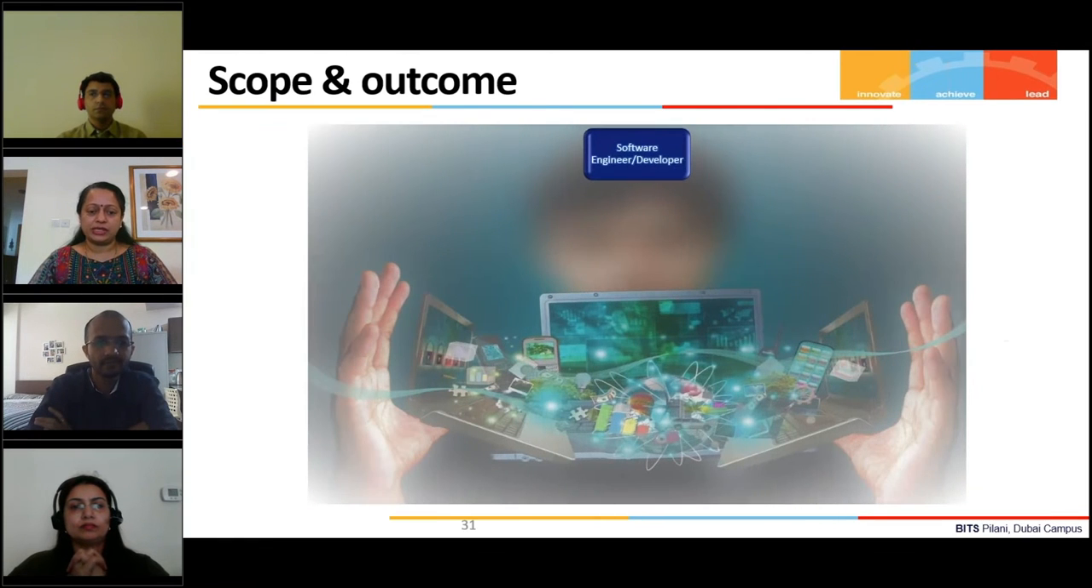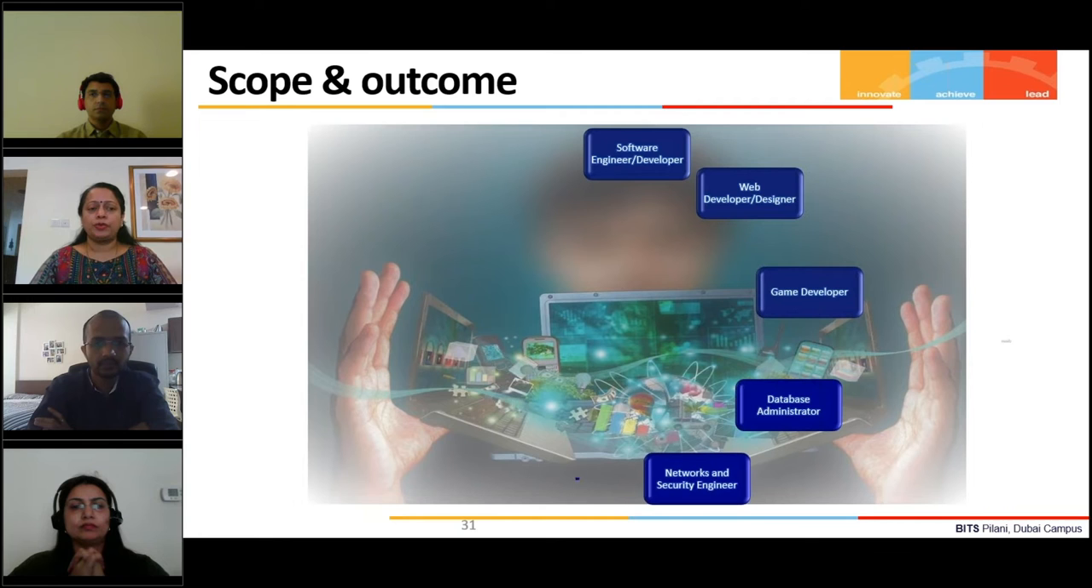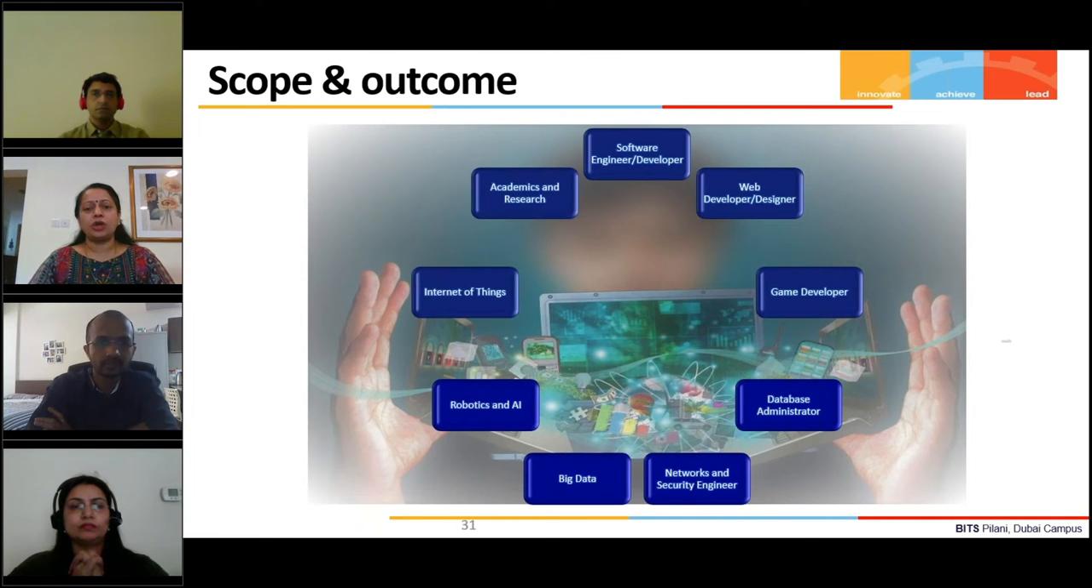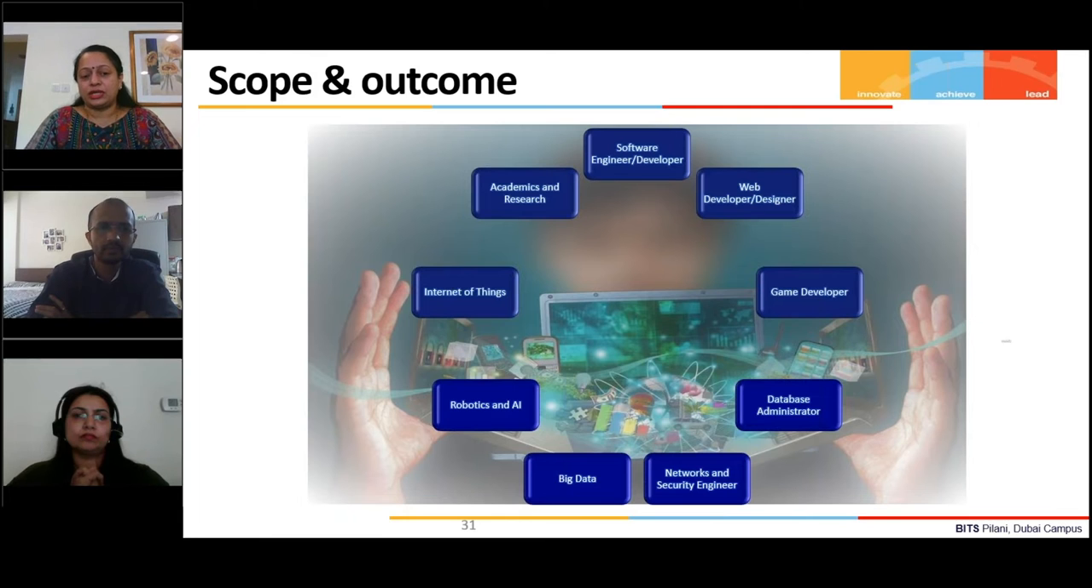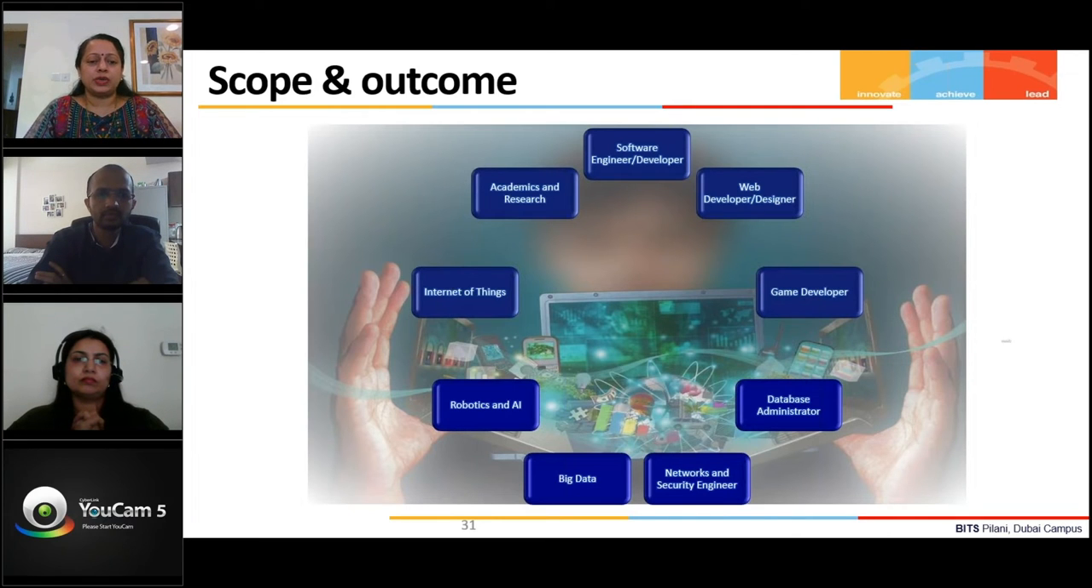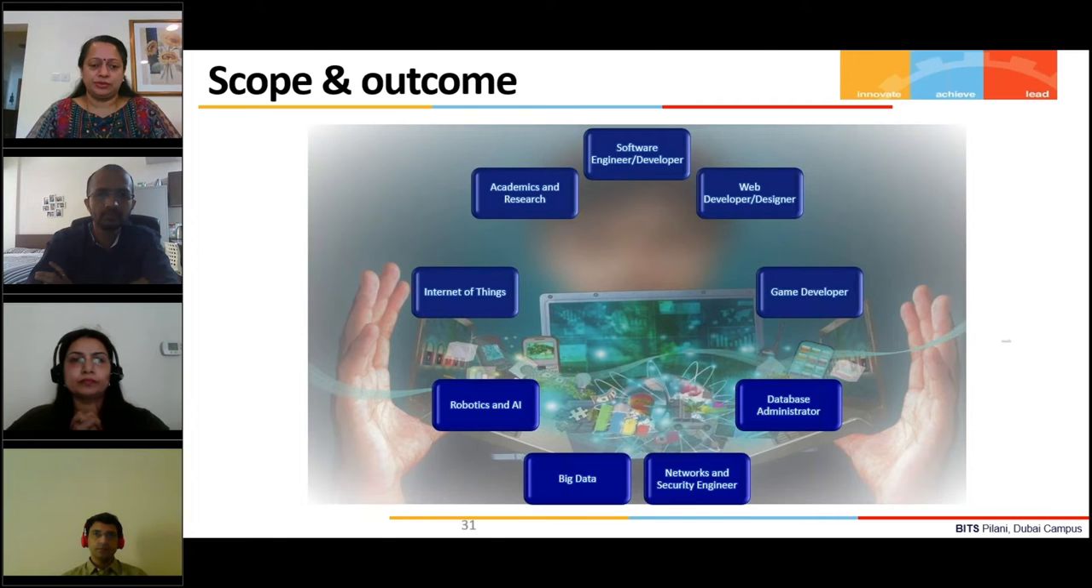So these are some of the events that we have had. Now coming to the scope, once you are a computer science engineer, there is basically no area where computer science is not required. It could be in any specific field. It could be in mechanical engineering, because lots of tools are going to be automated. It could be in civil engineering, design, architecture, game development, AI, robotics, network security. So there are many, many different areas where computer science would always be used.